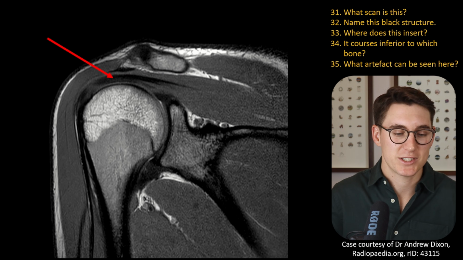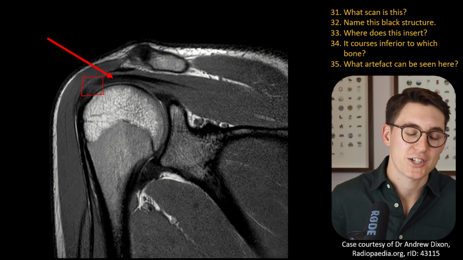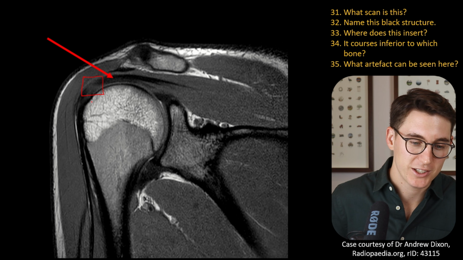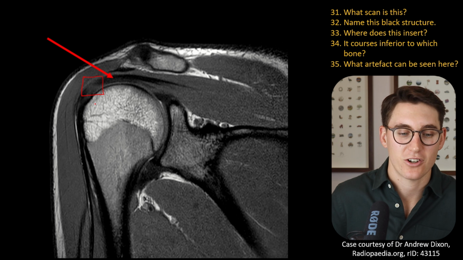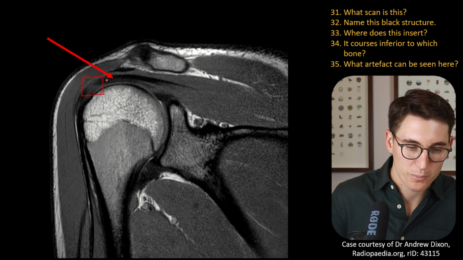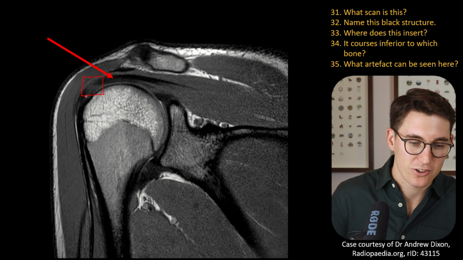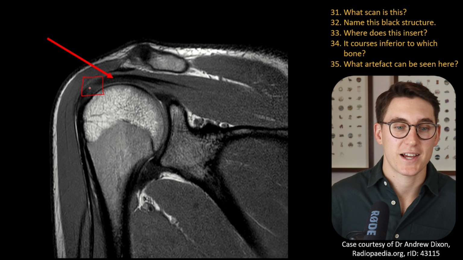And what artifact can we see on this image? I'll highlight the artifact here. This is what's known as a magic angle artifact. I'm not going to go into the physics exactly of the magic angle artifact, but what we can see is we've got hyperintense signal here compared to the tendon that we are looking at. Now, there's not tendinopathy here. This is in fact an artifact of an MRI.